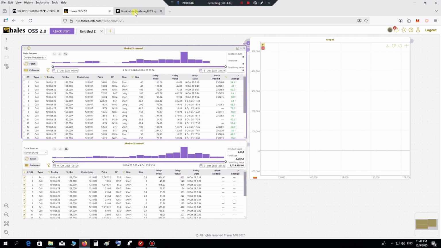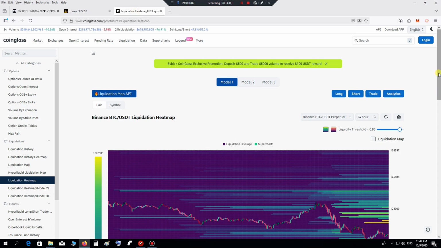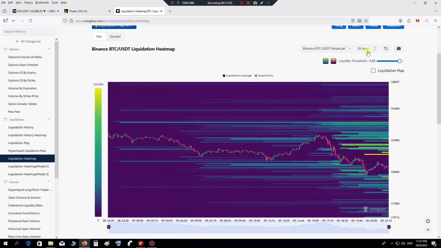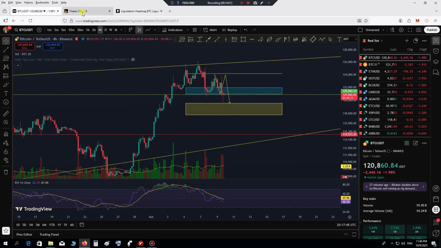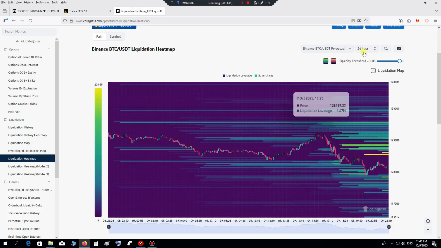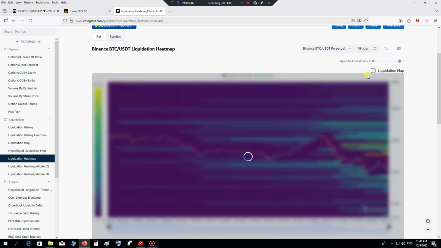Let's take a look at the liquidation heat map for the 24-hour time frame. You can see that there are liquidity levels on both sides of the price, but the highest liquidity is here at 121,600 and from 121,800 to 122,000. So, given the technical structures that have formed here, the likelihood of the price moving toward these levels is higher. Let's take a look at the 48-hour time frame.